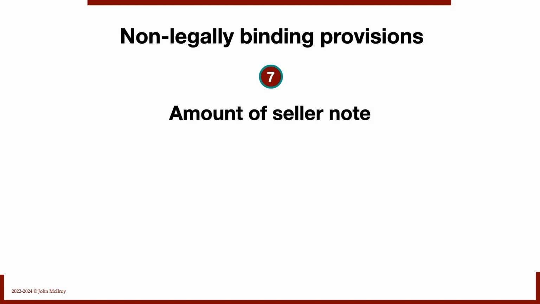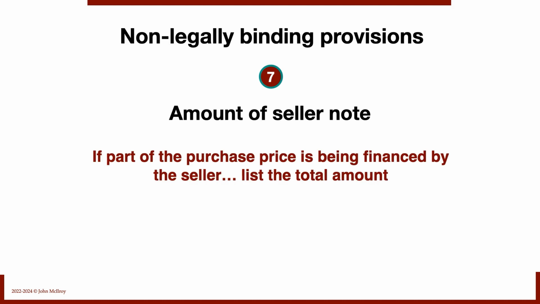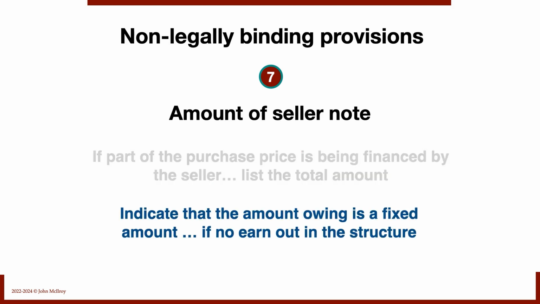Number 7, the amount of the seller note. If part of the purchase price is being financed by the seller, vendor financing, or a seller note, list the total amount. Indicate that the amount owing is a fixed amount if there is no earnout in the structure. Earnouts are conditional consideration. Without an earnout, it's fixed consideration.